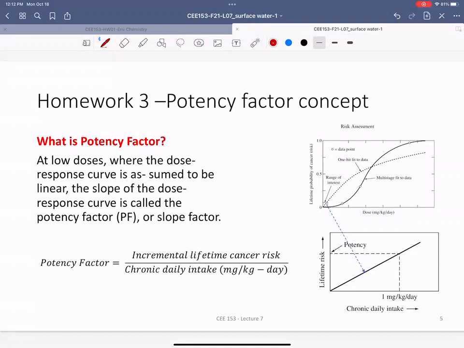In this case, for us, we are extrapolating for humans. So chronic daily intake is basically how much dose you are receiving per day. For instance, if every day you are exposed to gasoline, the moment you are filling your car with gas, you are inhaling some of that gasoline, right?